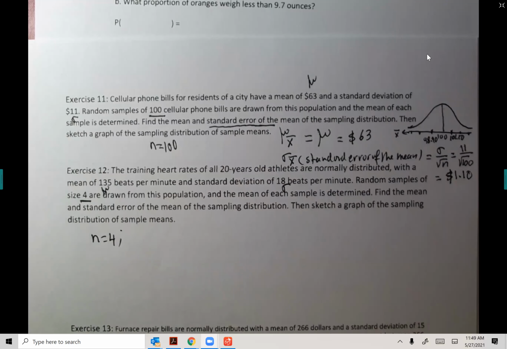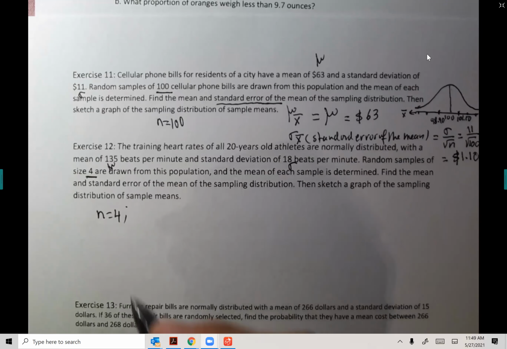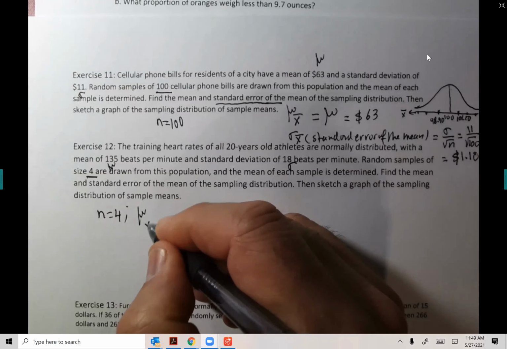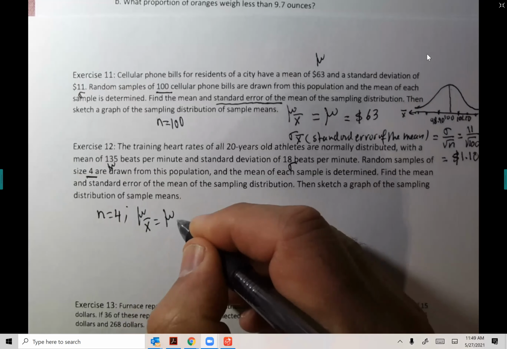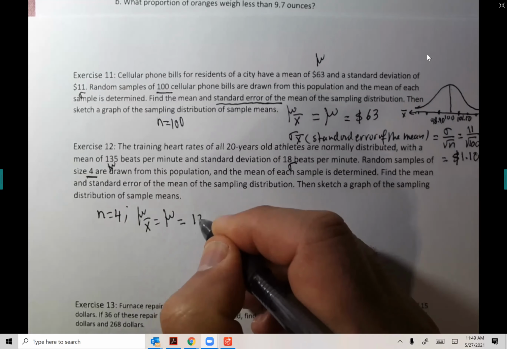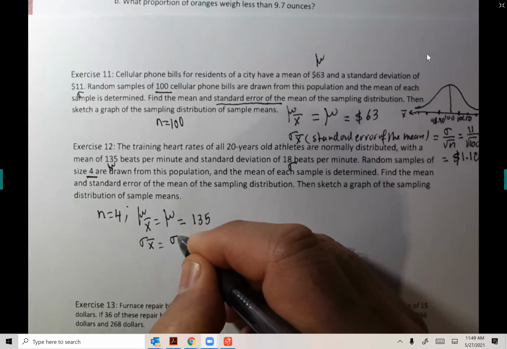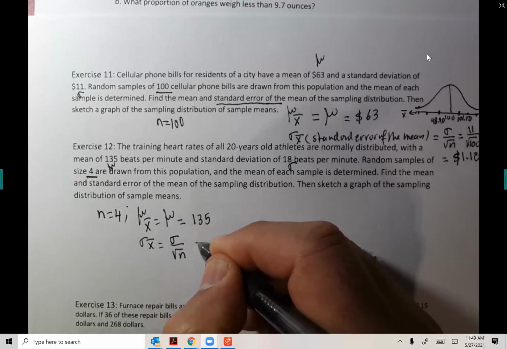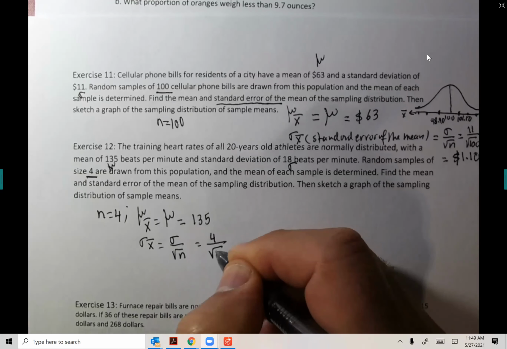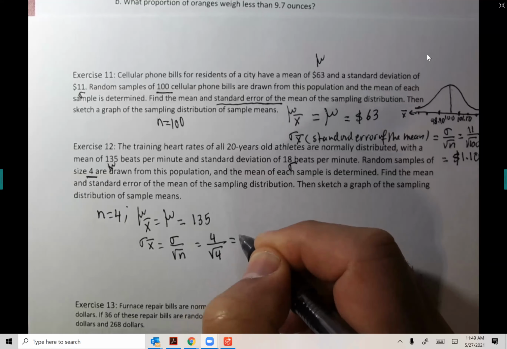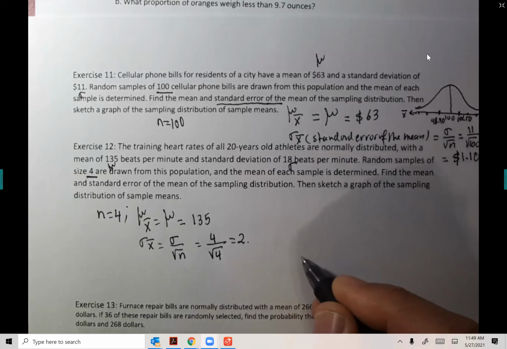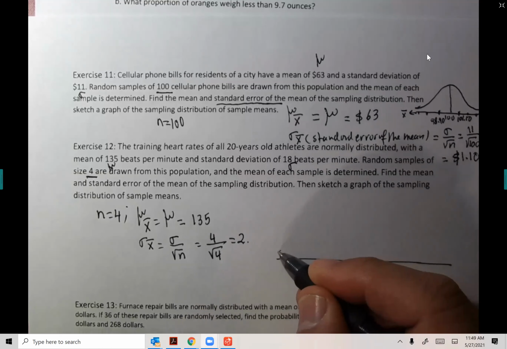Okay, same thing. The mean of X bar is going to be the same as the mean, which is 135. And sigma of X bar is going to be sigma divided by the square root of n, which is 18 divided by the square root of 4, which is 9. And he wants you to sketch it. Look how I would sketch it right here.